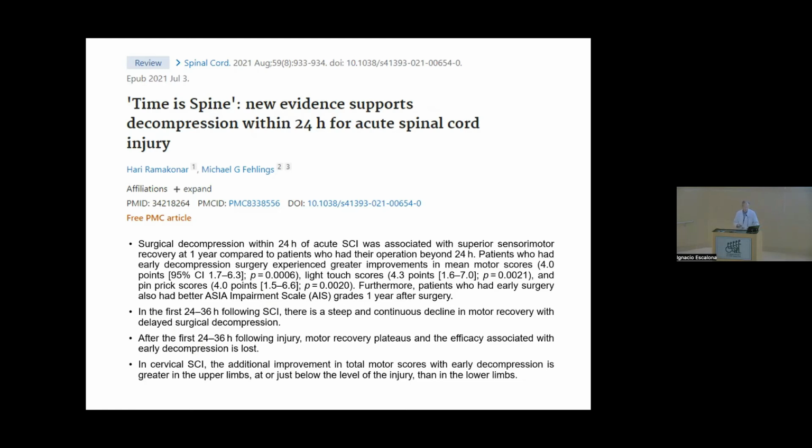This was kind of interesting: in the first 24 to 36 hours following SCI, there's a steep and continuous decline of motor recovery with delayed surgical decompression. After the first 24 to 36 hours following injury, motor recovery plateaus and the efficiency associated with early decompression is lost. And in cervical SCI, the additional improvement in total motor scores with early decompression is greater in the upper limbs, or just below the level of injury, than in the lower limbs. So these big data sets are allowing us to really dissect out exactly when it's best to decompress and what the effects are.